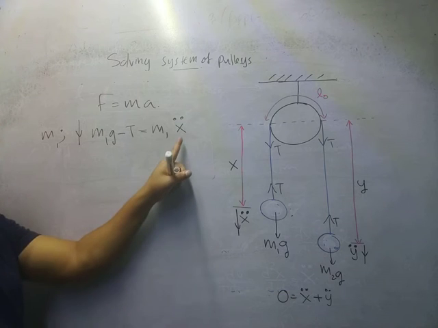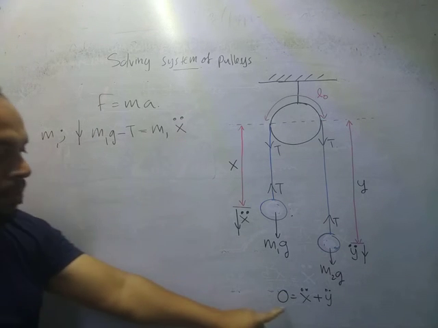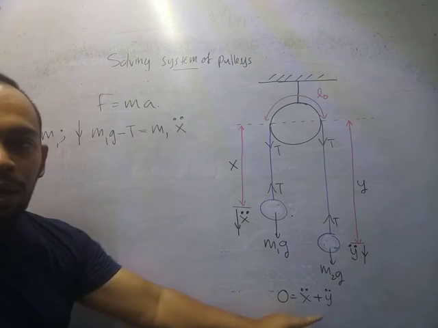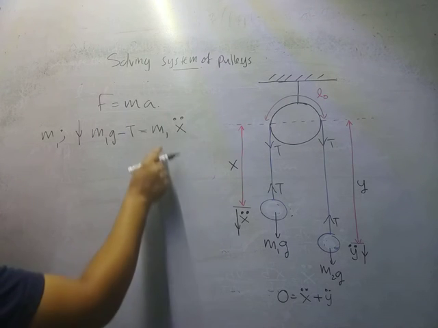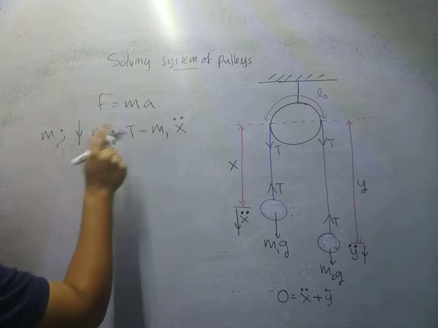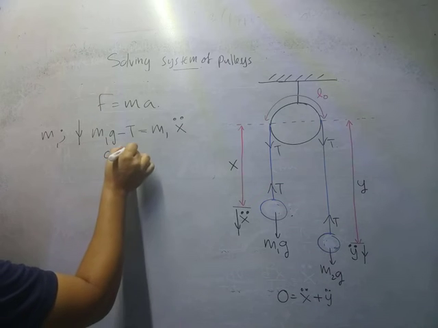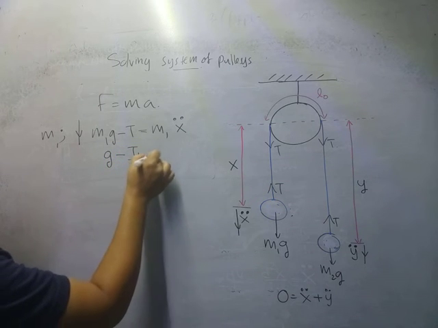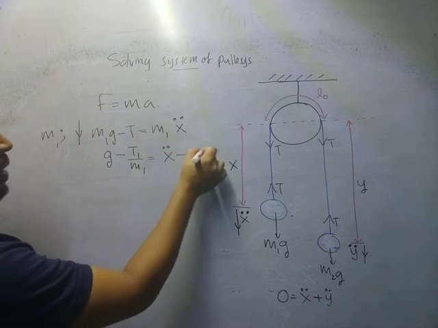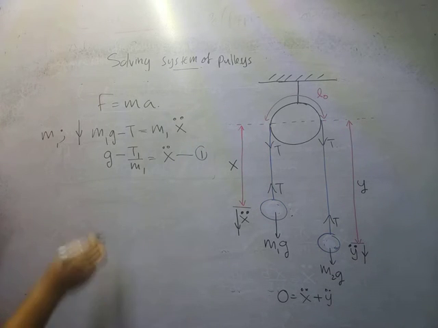Right. So we are not going to use this equation as it is. We can mark that x double dot plus y double dot equals 0, so I'm going to divide this whole thing by m1. If I divide by m1, I get g minus T divided by m1 equals x double dot. This is my first equation.